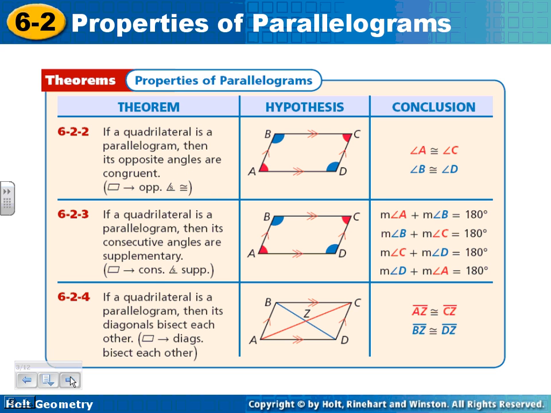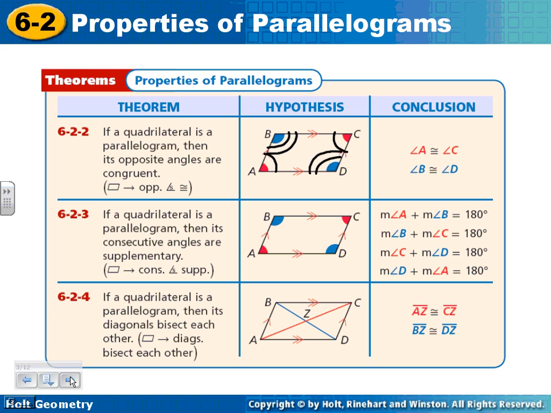More theorems. 6.2.2. If a quadrilateral is a parallelogram, then opposite angles are congruent. In other words, angle A is congruent to angle C. Opposite meaning they're directly diagonal or across from each other. Also, angle B and angle D are congruent.